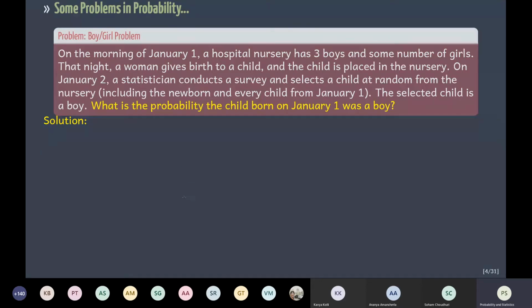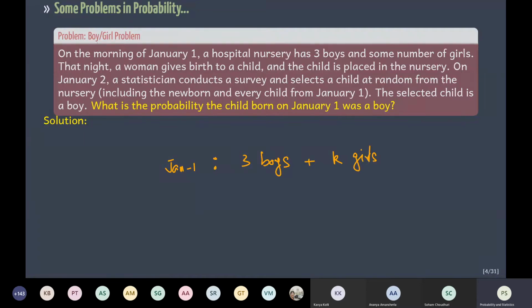So let me sketch again what is happening here. There is a timeline, there is January 1 and January 2, right? So let us say event January 1. What was the situation in the nursery? There were 3 boys and some number of girls. Let us say k number of girls.